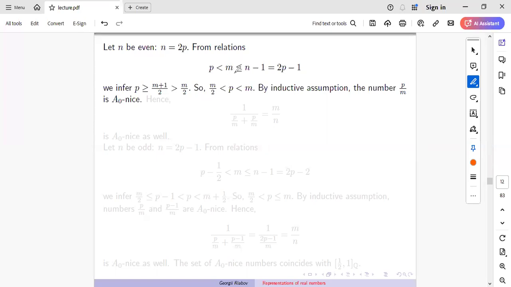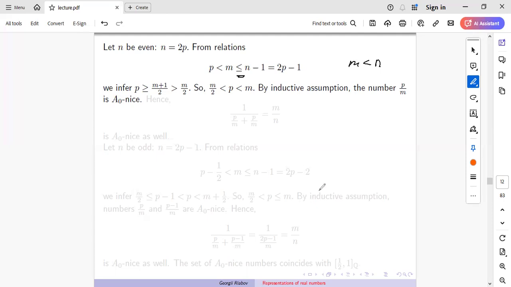Our assumption on m means that m is bigger than p and less or equal to 2p minus 1. From this inequality, we infer that p is greater or equal to (m plus 1) over 2, which is bigger than m over 2. It means that p is bigger than m over 2 and less than m, and m is less than n.